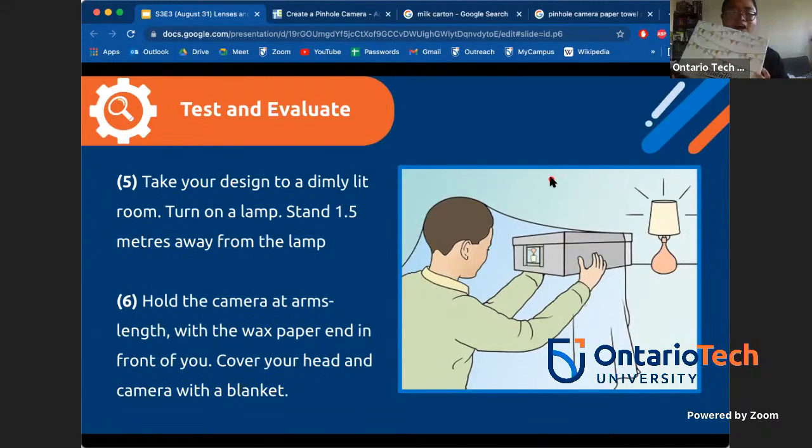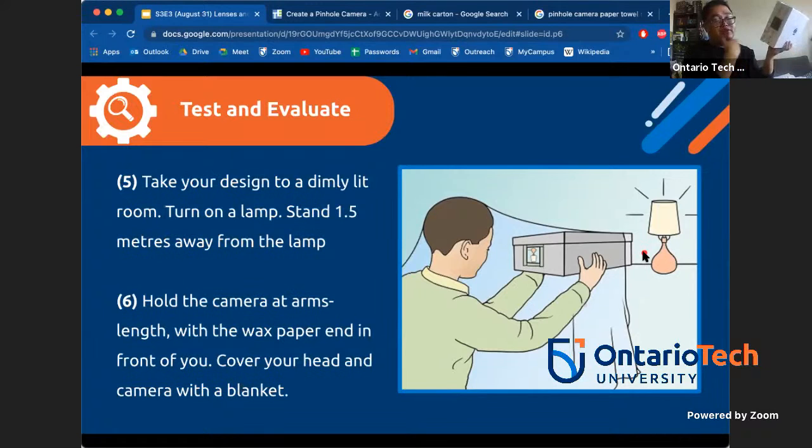So the way to test or evaluate this is, if you have an object that's far away, I would try to get a blanket and cover myself up, and maybe half of the pinhole camera, and try to guide it to where the light is and where the object that you're looking at is. So in this example, we're looking at a lamp over here. And we want to point our camera in the direction of the light.